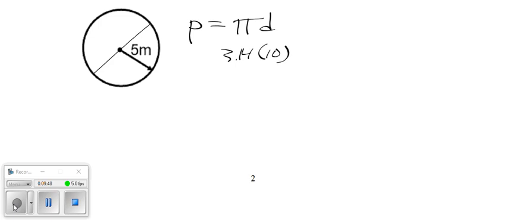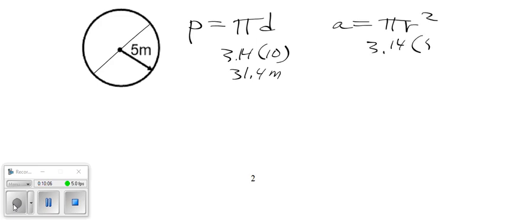And multiplying by 10, don't grab your calculator. It's so easy. Move your decimal 1 spot over, and you get 31.4 meters. Okay. That's the distance around the outside of that circle, or the circumference. Your area formula, everybody knows pi r squared, or 3.14 times 5 squared.